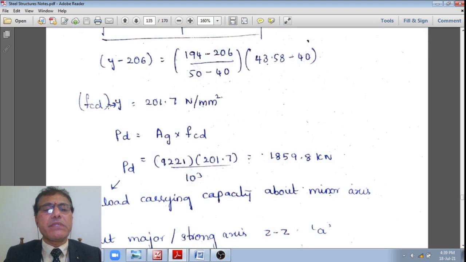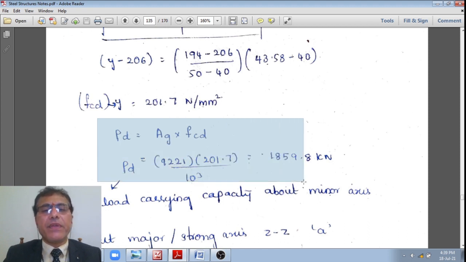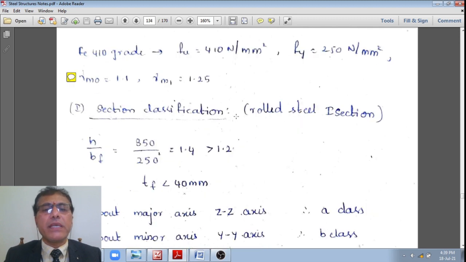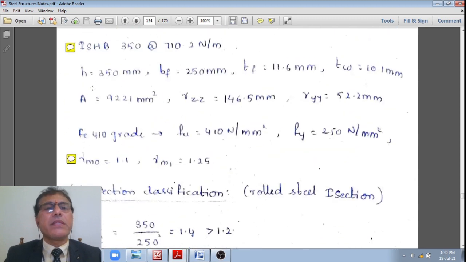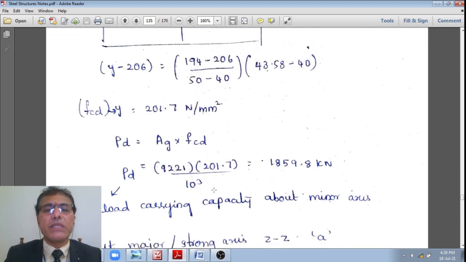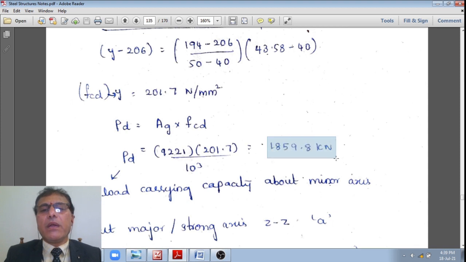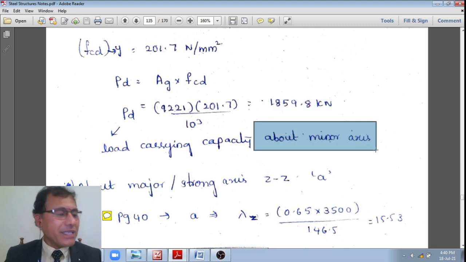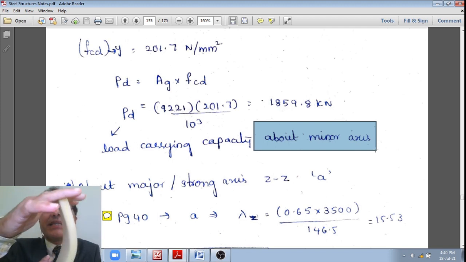Once I get the permissible design compressive stress, the load carrying capacity is equal to the gross area multiplied by the permissible compressive stress. Therefore, 201.7 multiplied by 9221 divided by 10 to the power 3, because the area is already noted from the IS 800 table, students. That is, the area is equal to 9221 mm square. Dividing by 10 to the power 3, I get the result in kilonewtons. That value works out to 1859.8 kilonewtons, say approximately 1860 kilonewtons. About the minor axis, it is just able to carry 1860 kilonewtons only.